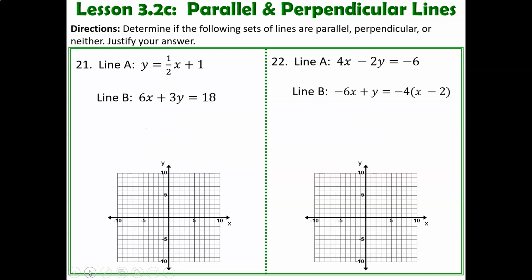21, line A is a half. Now we have to move this around to slope-intercept form. The second one here. So I have 3y equals negative 6x plus 18. We're going to divide each side by 3. So y is negative 2x plus 6. So your slope is negative 2 here and 1/2, which is opposite reciprocal, so these are perpendicular.